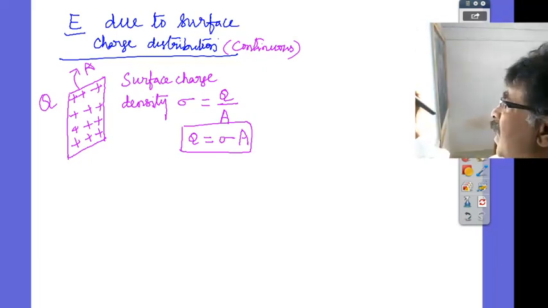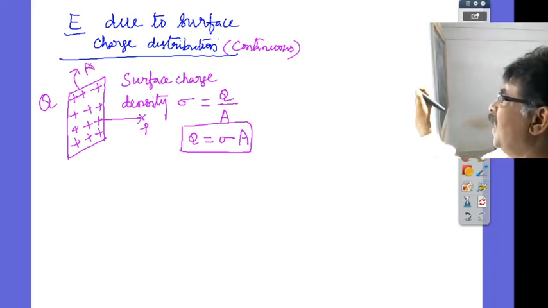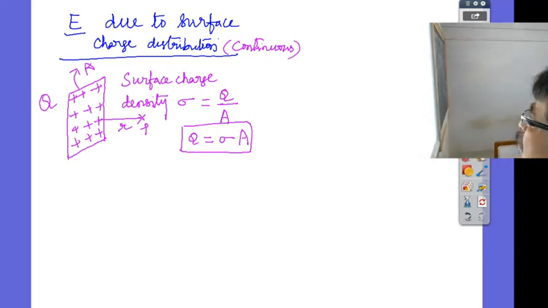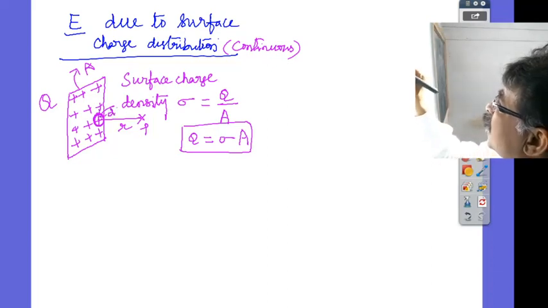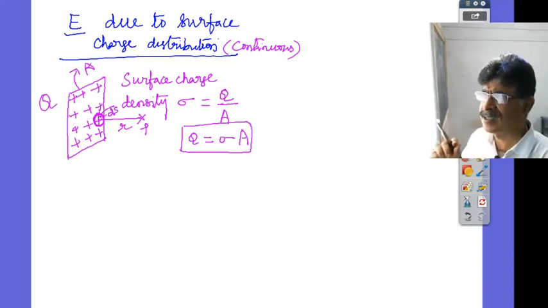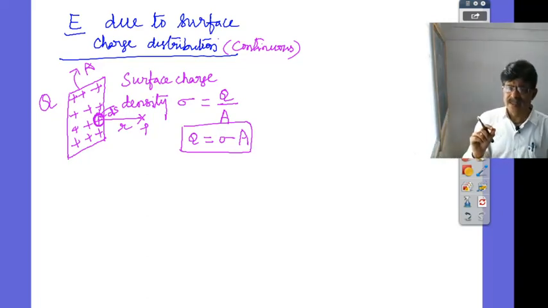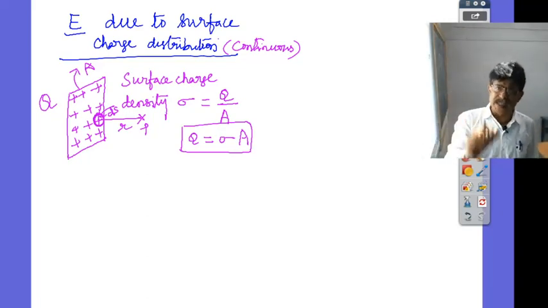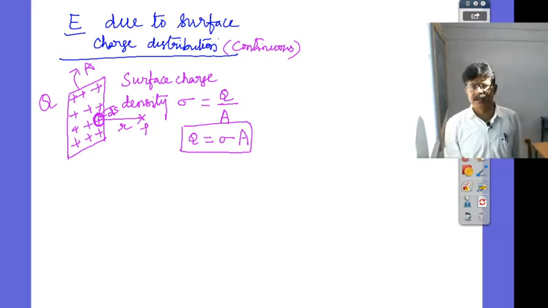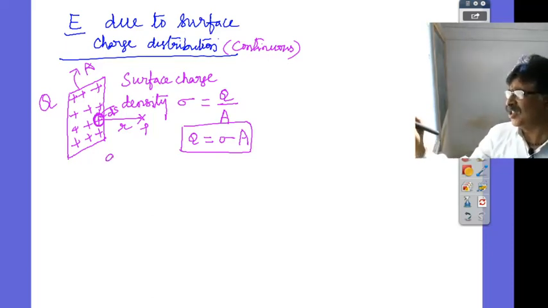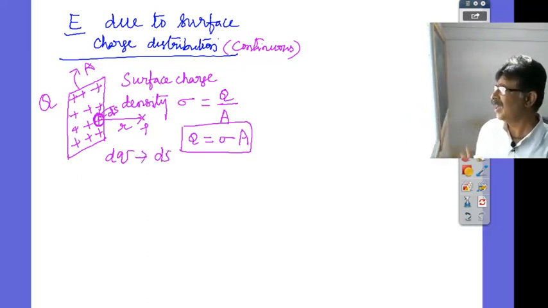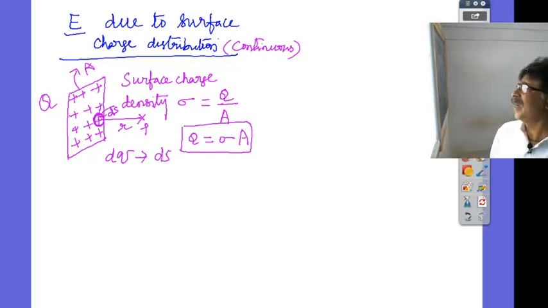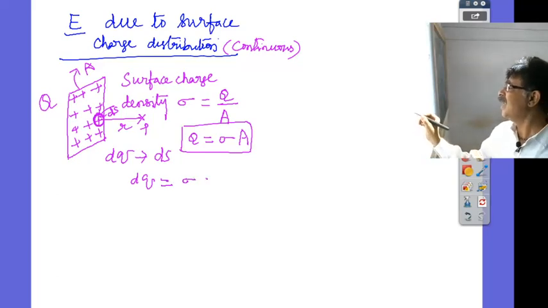Let us consider a point P located at a distance R from a very small surface area. Choose a very small surface in such a way that the charge present over the surface is a point charge. So let that charge be dq. So dq is the charge on the surface ds, then you can write this dq is equal to sigma into ds.